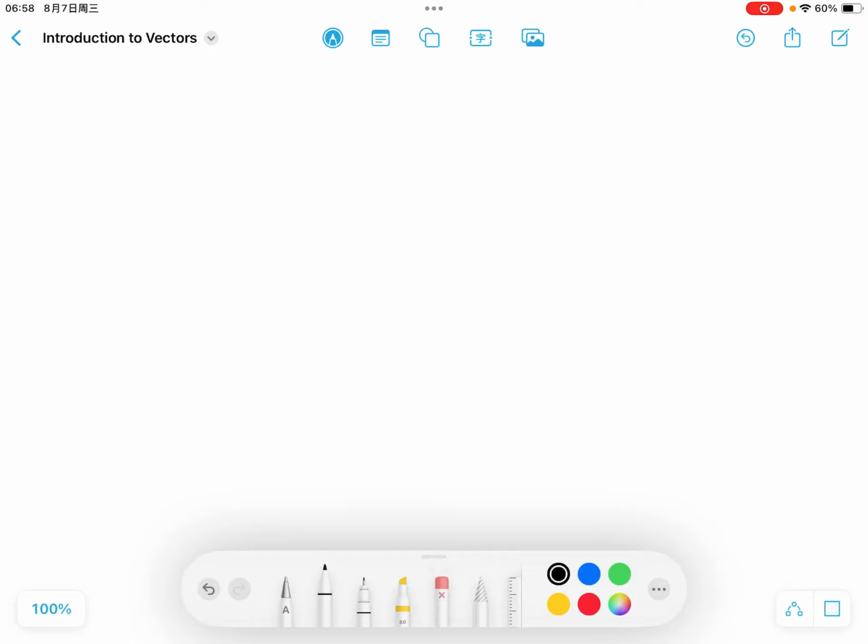So today we're going to learn about dot products. So basically, what are dot products? Now, dot products are one method of multiplying a vector to a vector.